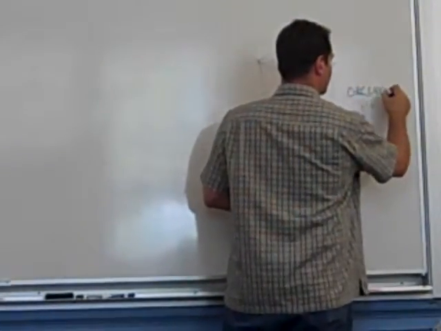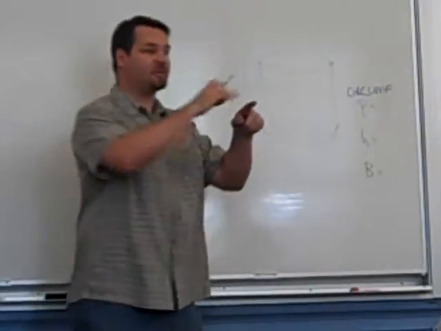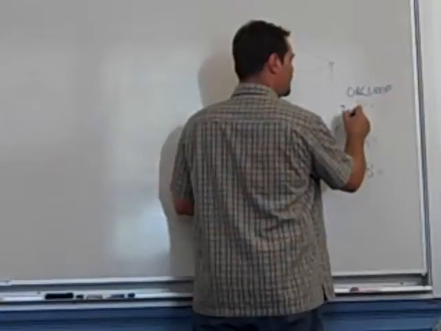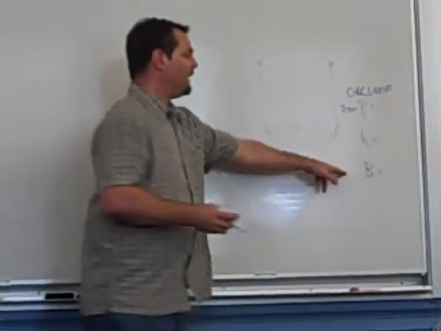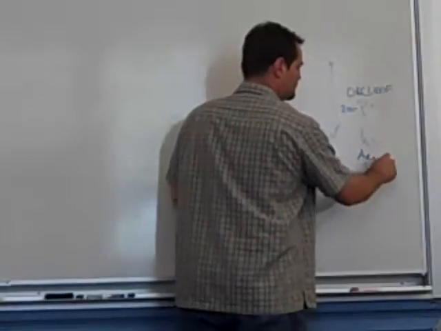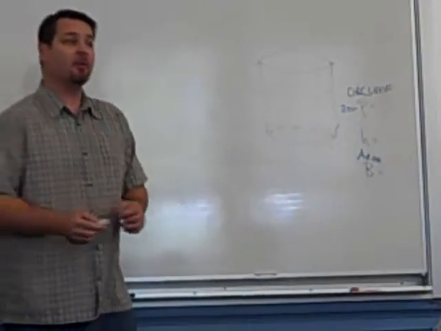So the circumference is known as the perimeter of the circle. And the formula is 2 pi r. How do you find the area of a circle? Pi r squared.